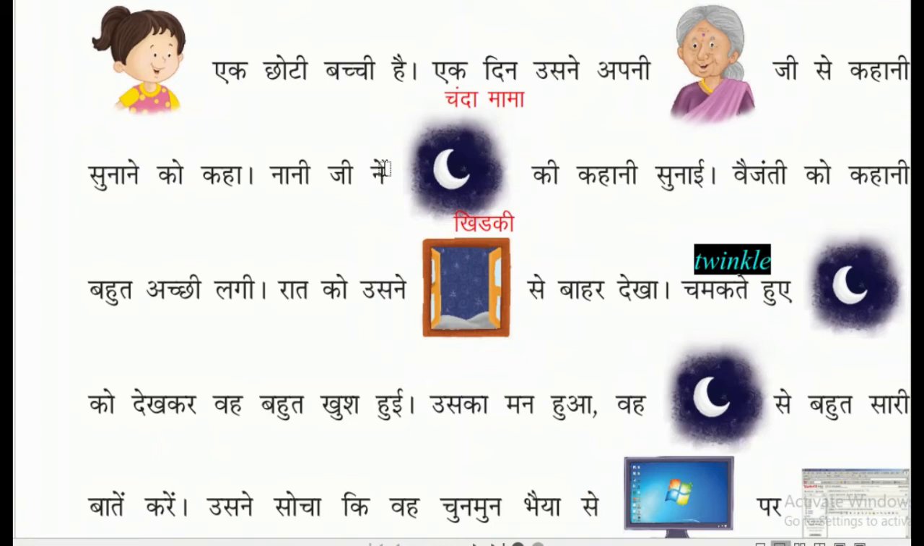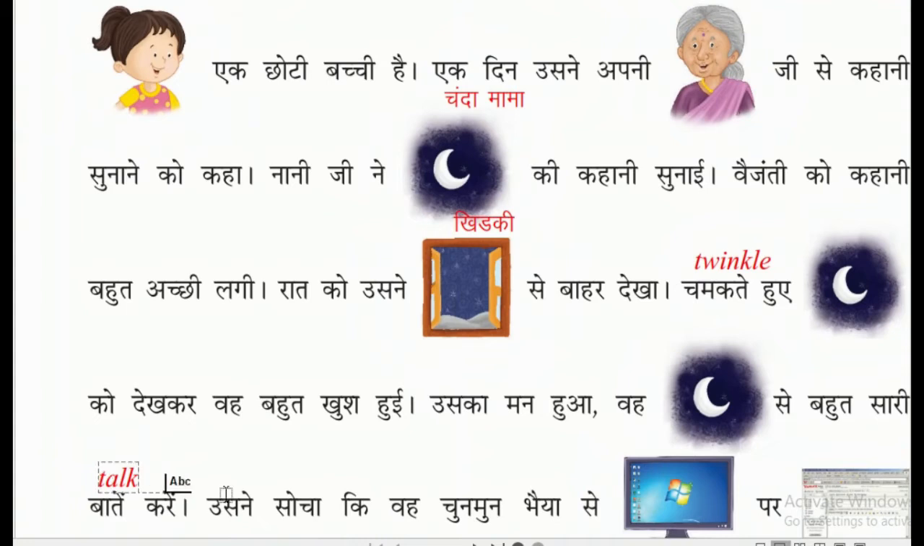Raat ko usne khidki se bahar dekha. At night she looked outside through the window. Saamne chanda mama ko dekha, bahut khush hui. When she saw the twinkling moon, she was happy. Uska man hua chanda mama se bahut saari baatein karein. Baat karo means talk. She felt like talking with Chanda Mama.